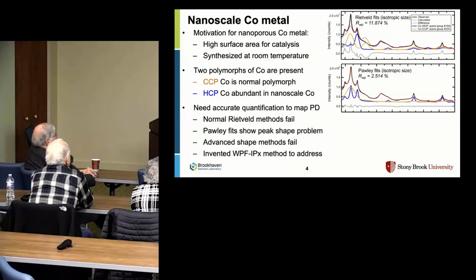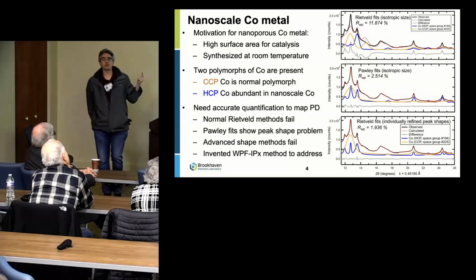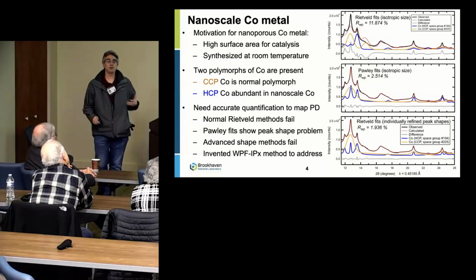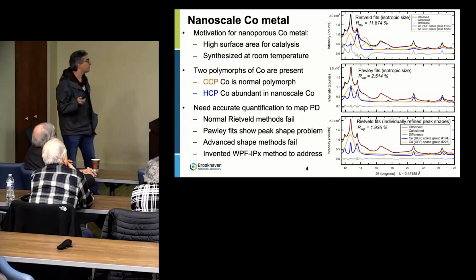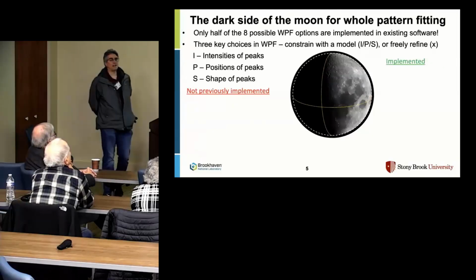We dug into the methods, and we invented a new method, which we call IPX, whole pattern fitting with intensity and position modeled but freely refined shapes to address this. And once we did that, wait for it, then we could get very nice fits of the data, and we could do this with a structural model. Our intensities are modeled, our positions are modeled, so we could do quantitative phase analysis in a way you couldn't if you were doing Pawley or something like that, that freely refined intensities. So this is the dark side of the moon analogy.